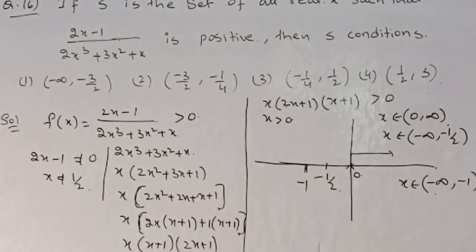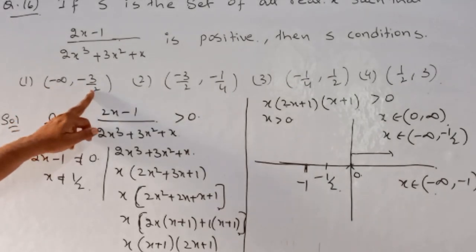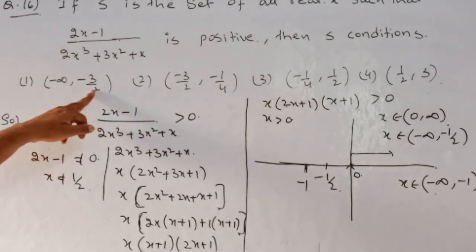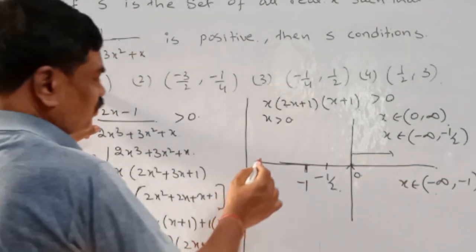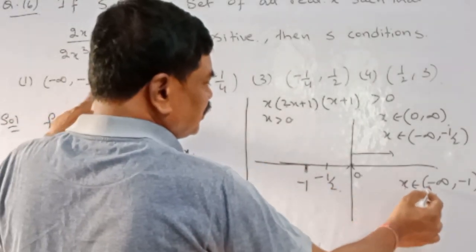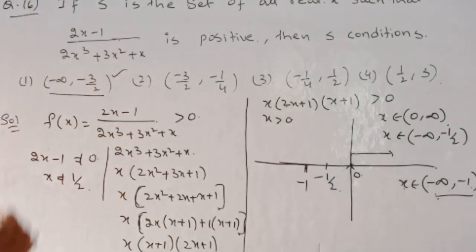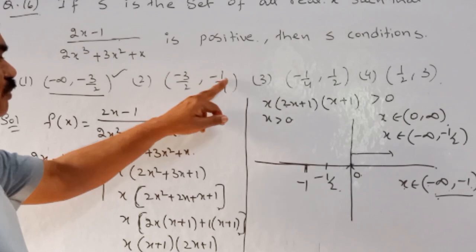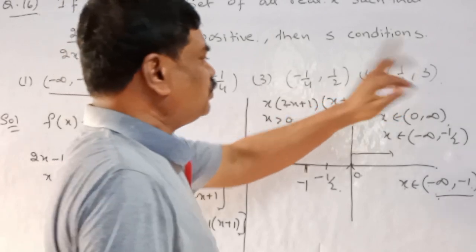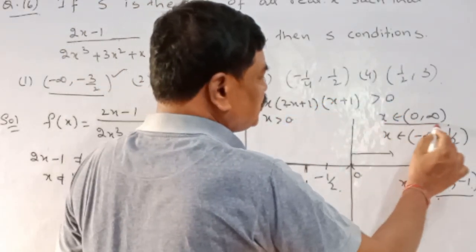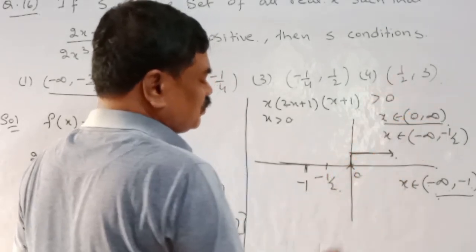Okay, all of you? Here you observe the conditions. Minus infinity to minus 3 by 2. So minus infinity to minus 1 is there, so option is this one. Minus 3 by 2 to minus 1 by 4 is not there. This is not there. 1 by 2 to 3, x belongs to 0 to infinity, means this is 1 by 2 to 3.